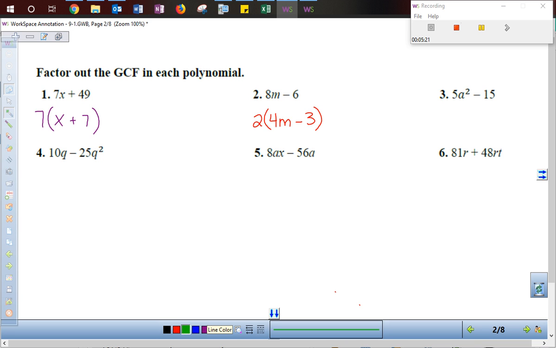Let's look at number 3. I have 5a squared minus 15. Let's start with the coefficients. 5 and 15 have a greatest common factor of 5, because 5 can go up into both 5 and 15.